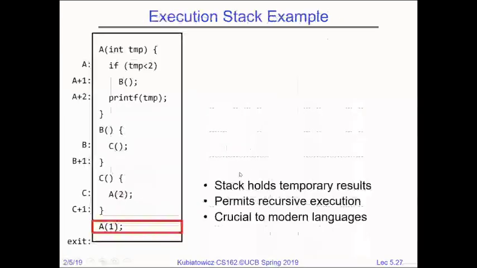Okay. So let's look at the execution stack. Stare at this piece of C code. This is a little bit simplistic, but notice the A routine has a single input, temp. And if temp is less than 2, we call B. Otherwise, we do a printf on temp. Now, that's not a real printf. What's wrong with that printf?